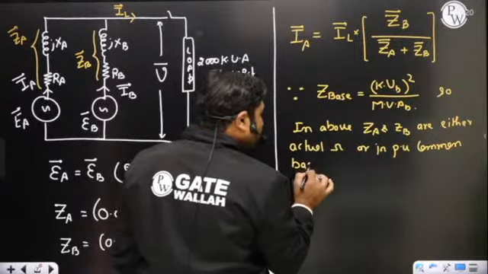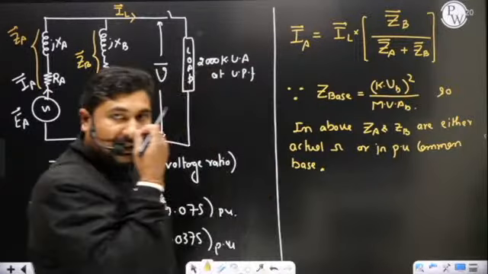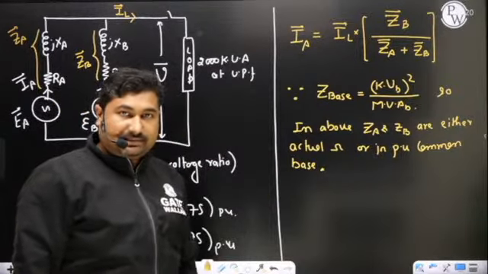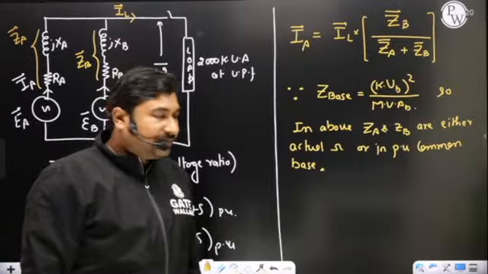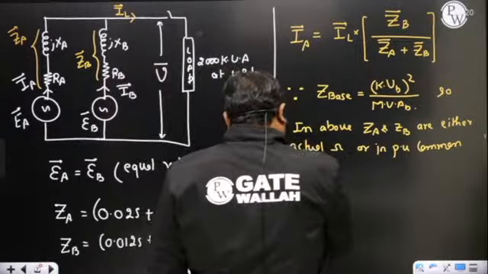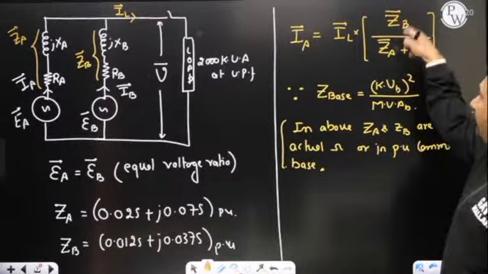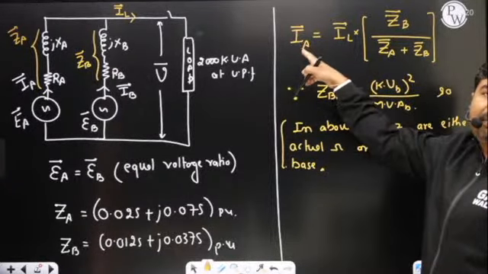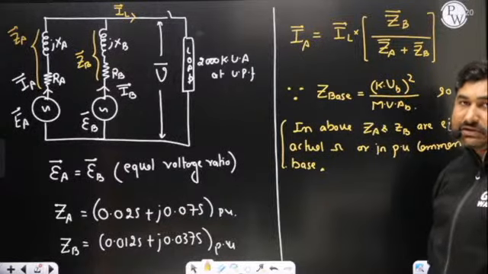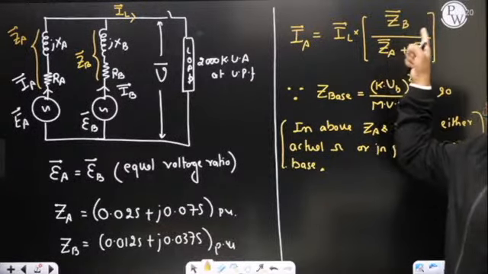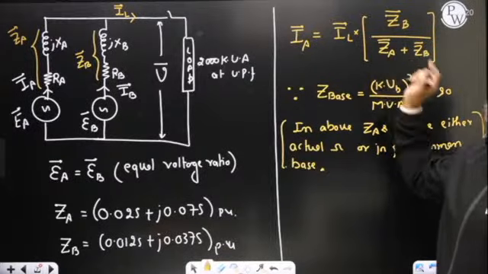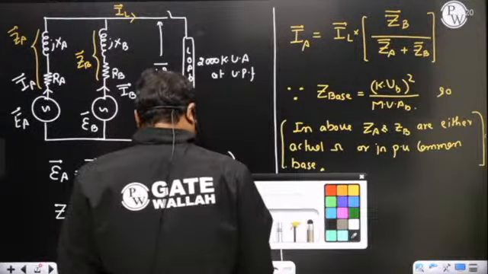Most of the students make the mistake here. They forget to change to a common base. So if you are going to put the values in per unit, ZA and ZB, for finding the current delivered by transformer A or transformer B, then it should be in per unit on a common base only.